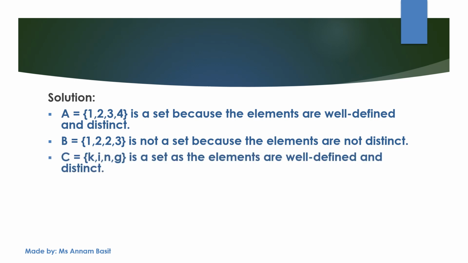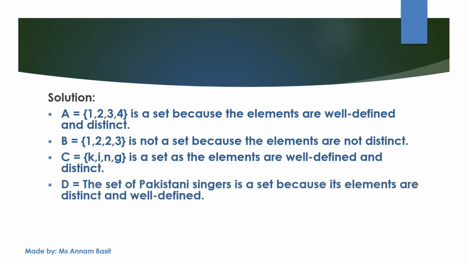Now look at the third set, which was C is equal to {K, I, N, G}. This is a set because these elements are well defined, they are clearly mentioned, and they are distinct. None of the alphabets is repeating itself. So this set is well defined and distinct. Okay, now let's move further.